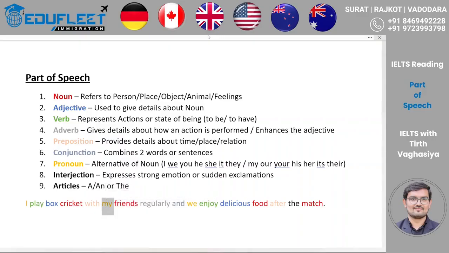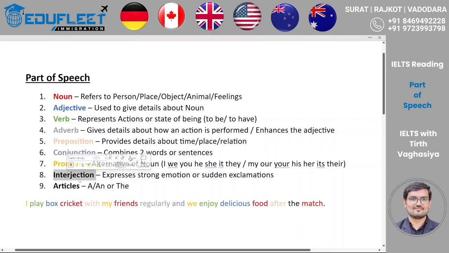Clear? The next one, interjection. Now, what is interjection? Whenever we are expressing strong emotion or sudden exclamations, for example, yay, we won the match. There was strong emotion, and the term was yay. This is an interjection. Wow, that is wonderful. So, you used wow to describe your strong emotion. Those words are known as interjections.